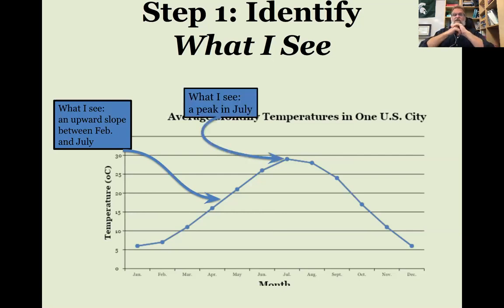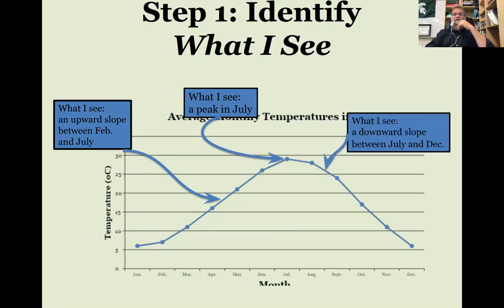Potentially, maybe you saw that there's a peak in July. The highest point in the graph is in July. Another fairly obvious thing you might see is there's a downward slope. The graph goes down between July and December. So notice I'm breaking the graph into pieces and I'm observing what I see in each section of the graph. The front half of the graph, I'm seeing an increase, a rise. At the top of the graph, I recognize that as a peak. And then on the other side of the peak, I see the graph going back down. Typically you want to identify 3 or 4 key features about the graph, and you literally want to write a box or a note on the graph.